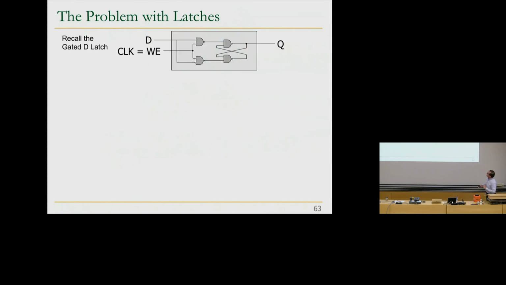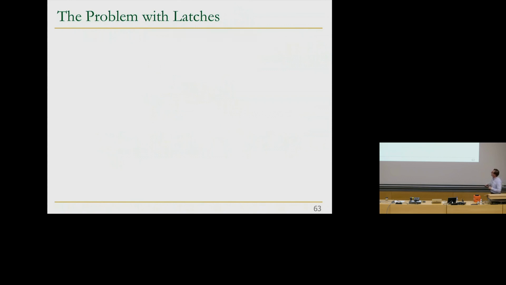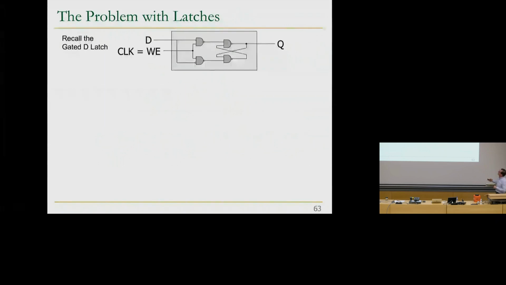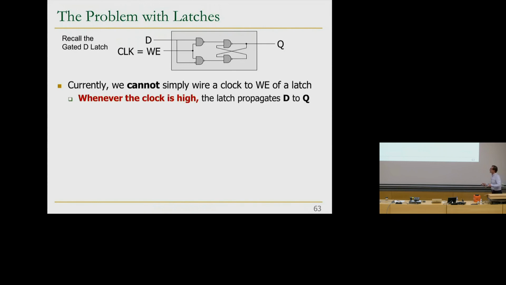So recall the gated D latch. Now what I'm going to do is change the write enable signal to a clock and tie it to a clock. So if you tie the write enable signal to a clock, what happens? Let's take a look. So you can do it, but this basically doesn't work with what we want. Whenever the clock is high, the latch propagates D to Q, as I said earlier. And you've seen this earlier also, right?